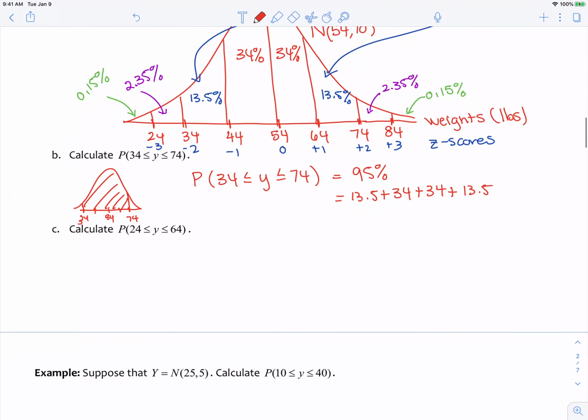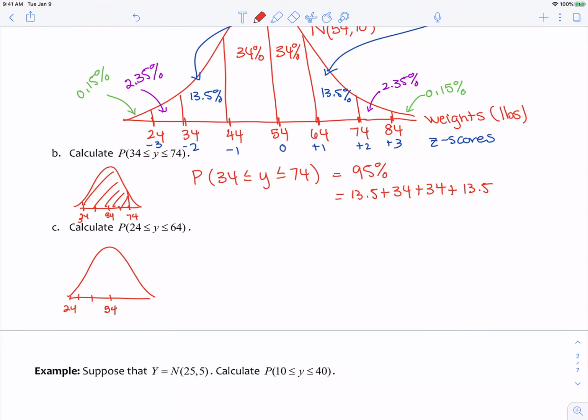All right, so let's find the probability that our weights are between 24 pounds and 64 pounds. Okay, so draw another quick sketch. I think that's where I was getting the 24 from. There's the 54, 44, 34, 24. So that is at 3 standard deviations from the mean, and then 64 is +1 standard deviation. So we're looking for this larger region in here.